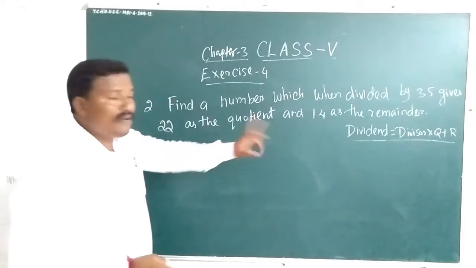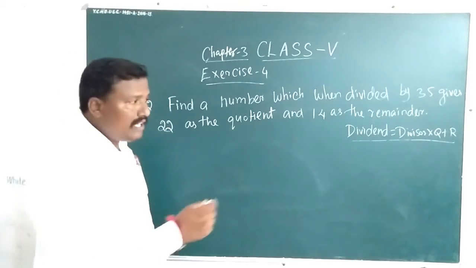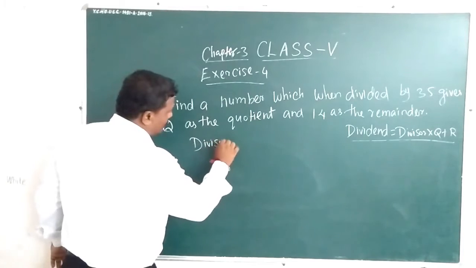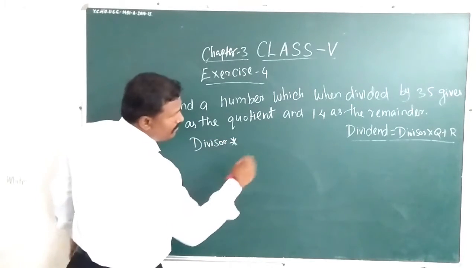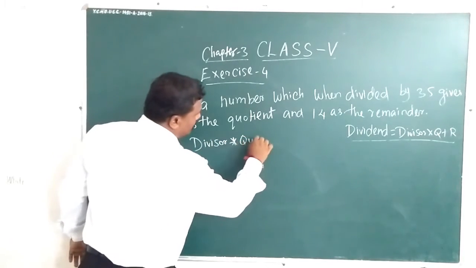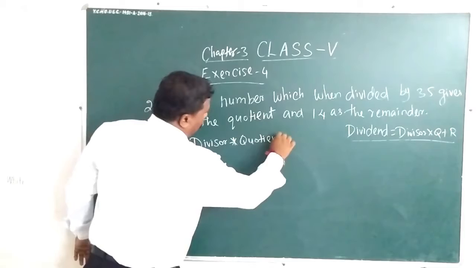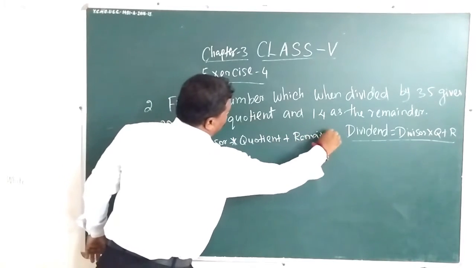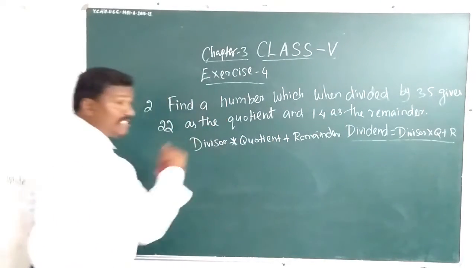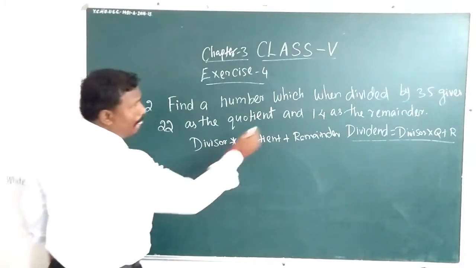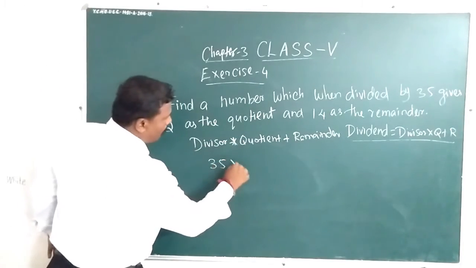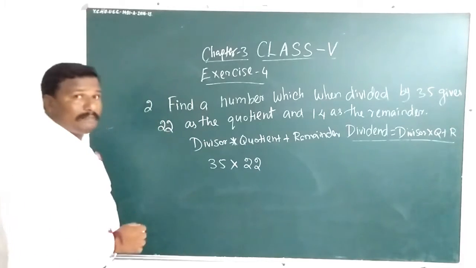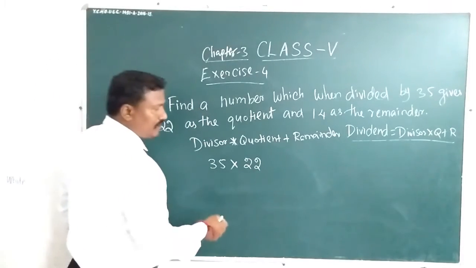So now we want to find out the dividend. So what is the formula? Divisor multiply by quotient plus remainder. As per this formula, divisor 35, quotient 22. First we will multiply divisor and quotient.